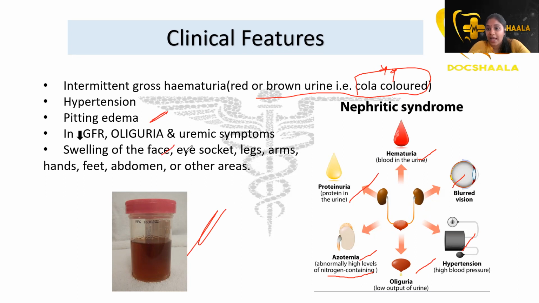Swelling of the eye sockets, legs, arms, hands, feet, abdomen and other areas. So you have to remember this: face, eye sockets, legs, arms, hands, feet, abdomen, and other areas are swollen. In decreased GFR, that is glomerular filtration rate, oliguria and uremic symptoms may be seen in this.